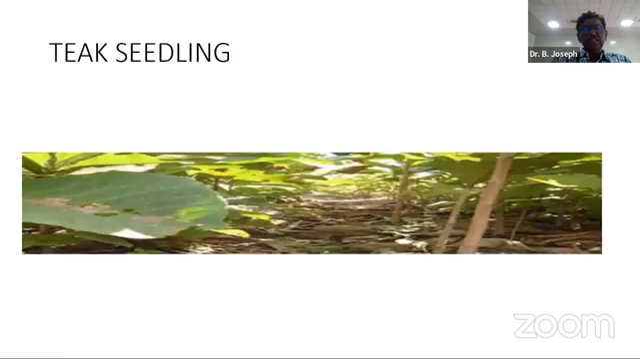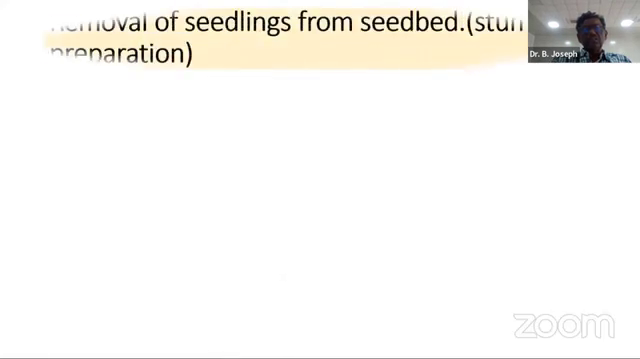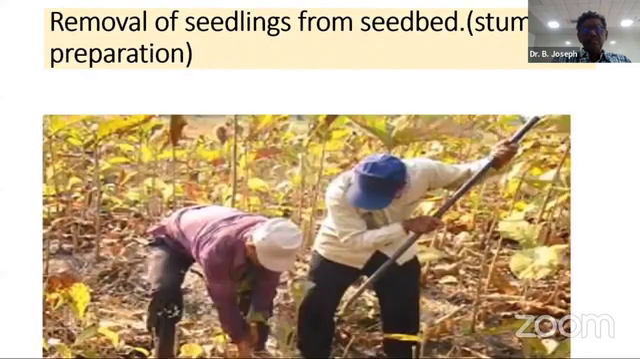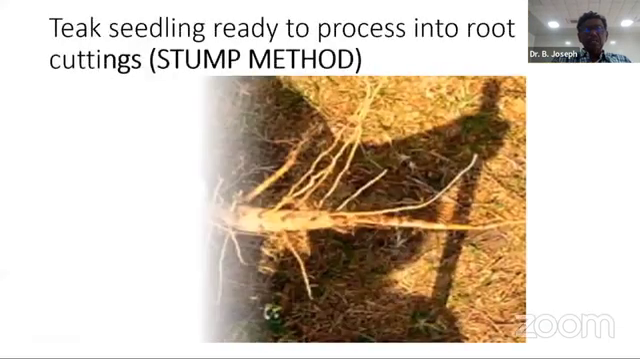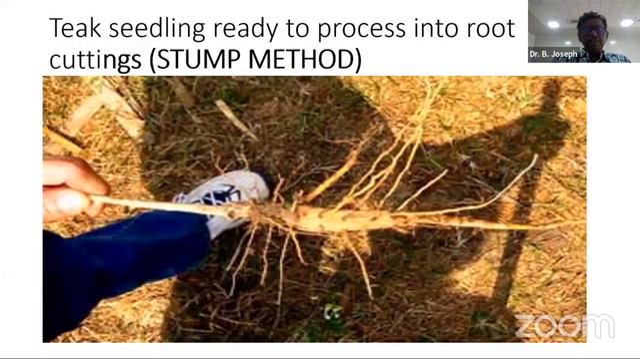You can also take seedlings. This is a very good method for teak propagation, the stump method of preparation of teak. That is very important, very easy, quick, and also successful. So removal of the seedlings. Then once we remove the seedlings, we prepare the stump. You can see here in the picture how the stumps are prepared. These are called the stumps. We have 5 centimeters on the top and 15 centimeters below. This is called a stump.